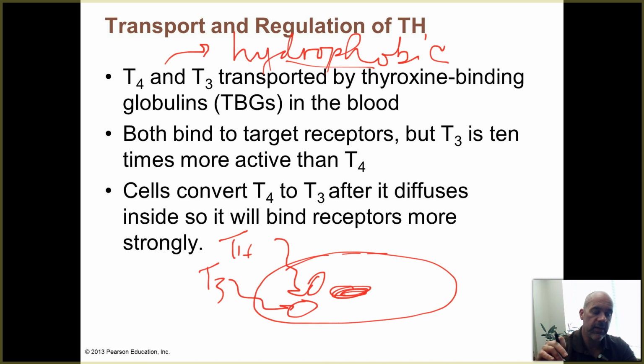Okay, so T3 and T4 can both bind their receptors that are inside the cells, but T3 is 10 times more active than T4. So it's 10 times as potent. It's 10 times as likely to stick to its receptor and trigger an effect. So because of that, your tissues actually tend to convert T4 over to T3. So that little extra iodine gets clipped off so that T4 becomes T3, and now that T3 is going to be 10 times more potent than it was before.